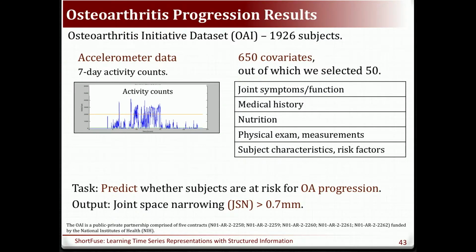Let's see how well that worked. So let's go back to our prediction of osteoarthritis progression. We looked at data from the Osteoarthritis Initiative. There are nearly 2,000 subjects in this data set.